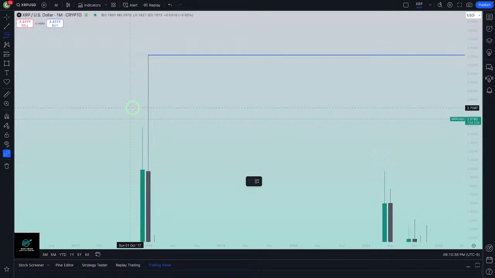So what I'm going to do is take a Fibonacci, and the Fibonacci tool is not special. Most people on YouTube and in the crypto community don't know how to properly use Fibonaccis. There's nothing magical about any Fibonacci. It's just a tool of measurement.